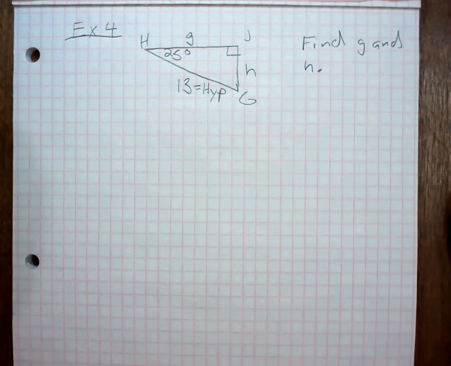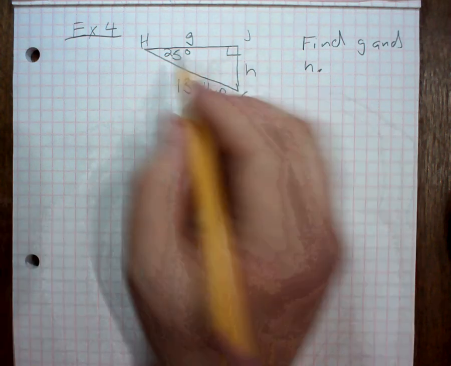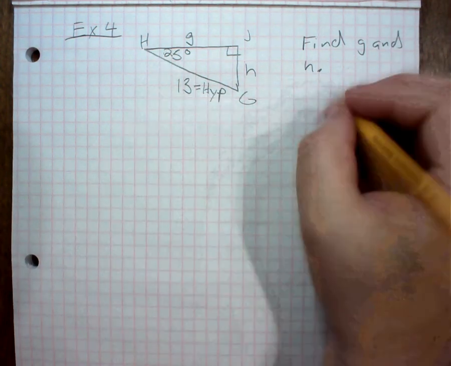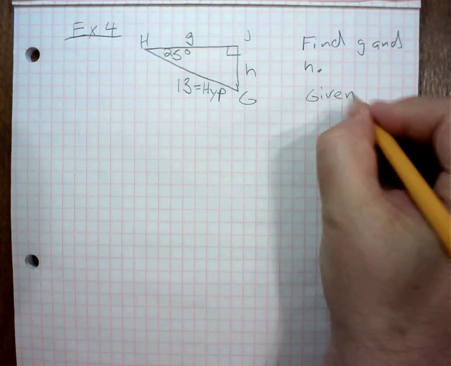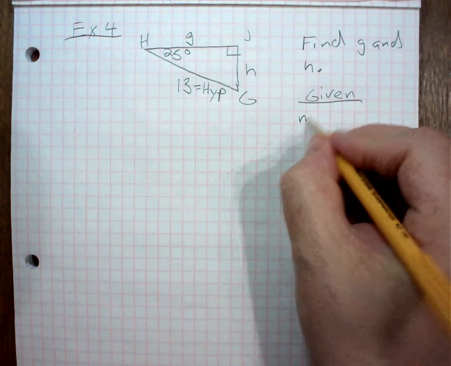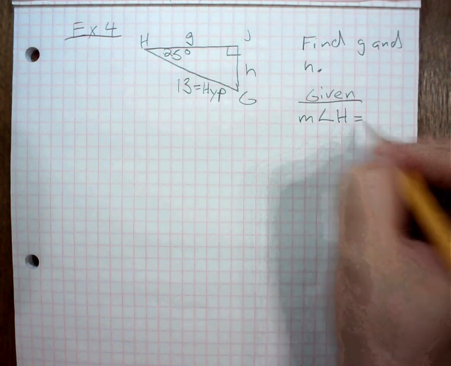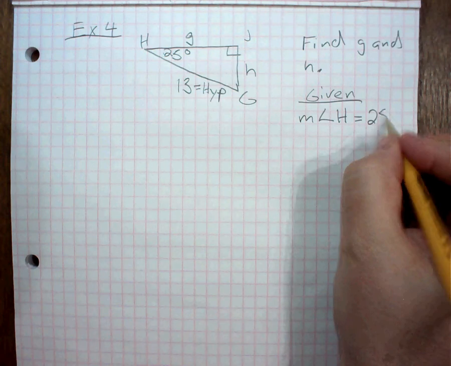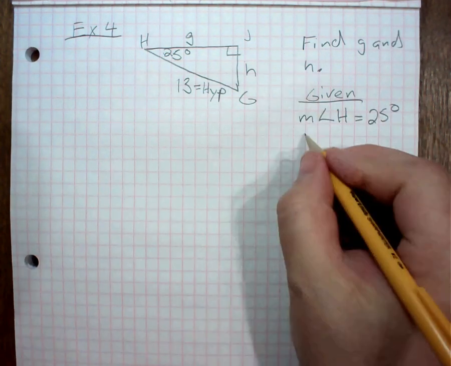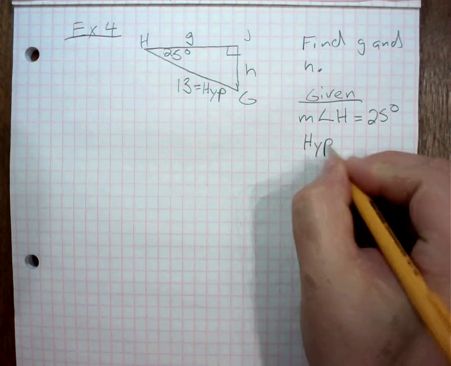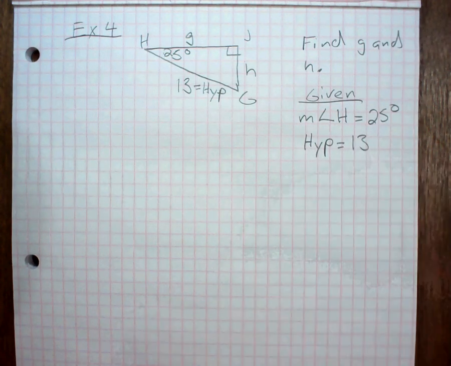So what I can do is solve this in a couple of different ways. I think what I'm going to do is list all the things that we're given. The measure of angle H is equal to 25 degrees, and the hypotenuse is equal to 13. And that's all we have.